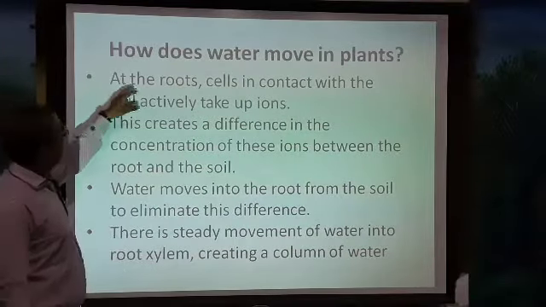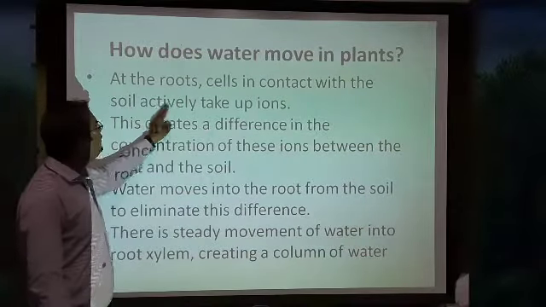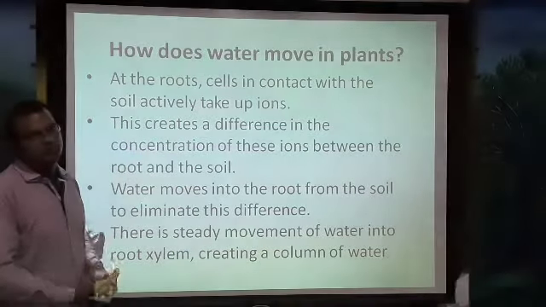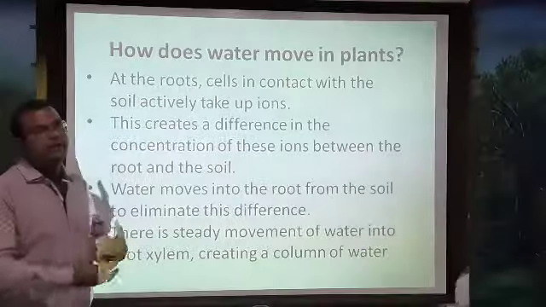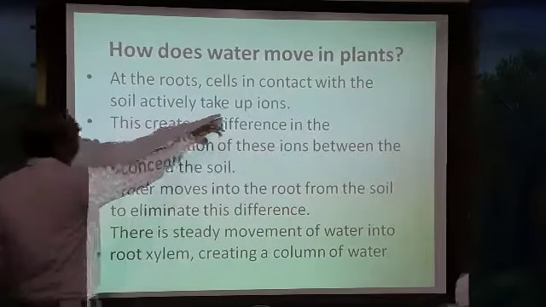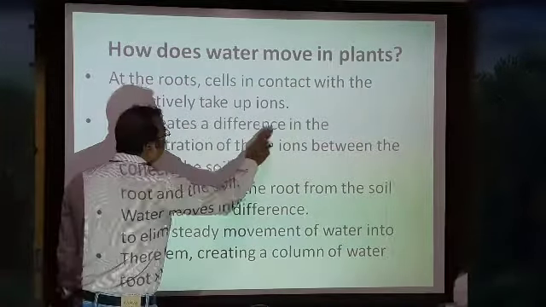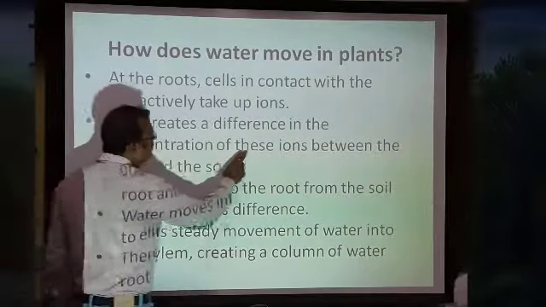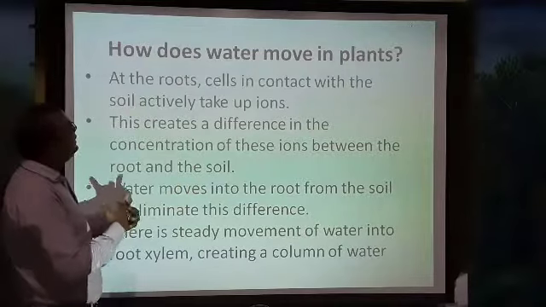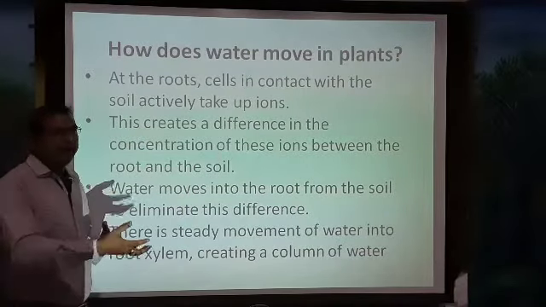Here at the roots, the cells in contact with the soil actively take up ions. The cells present in the roots are in very active contact with the soil, and they take up ions. This creates a difference in the concentration of these ions between the roots and the soil.